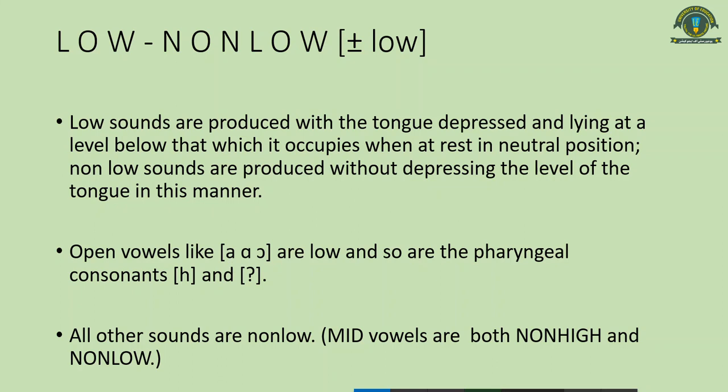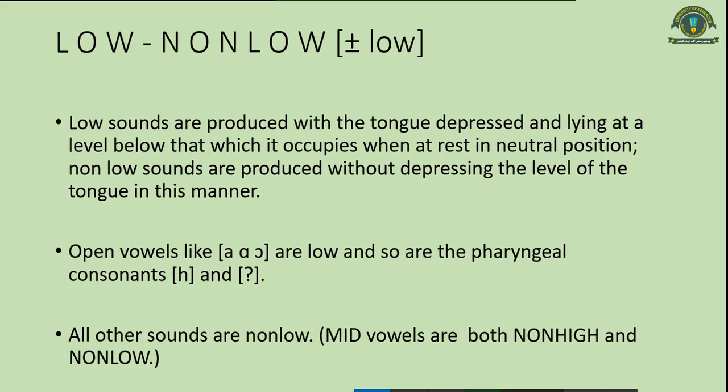So a and o sound, these are low sounds, and there are some pharyngeal consonants as well. We had just listened to these pharyngeal consonants in that chart. All other sounds are non-low, like mid vowels, like a as in bet or o as in doll. These are non-high and non-low sounds.